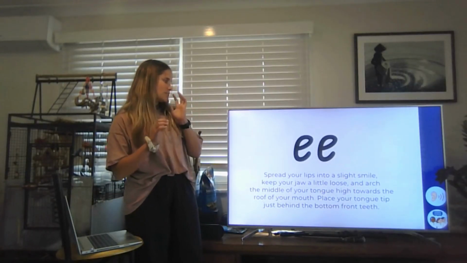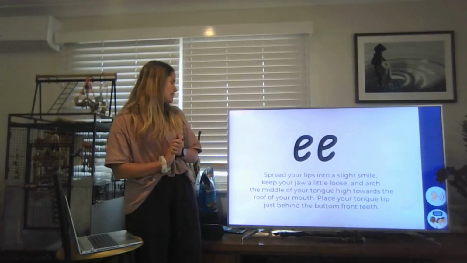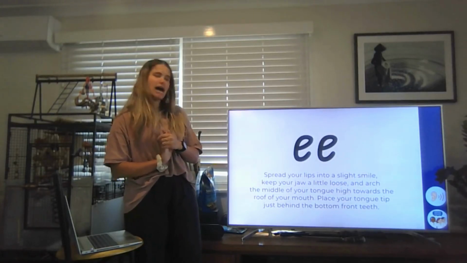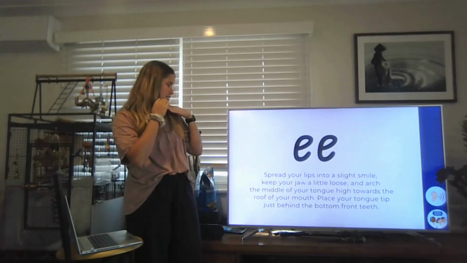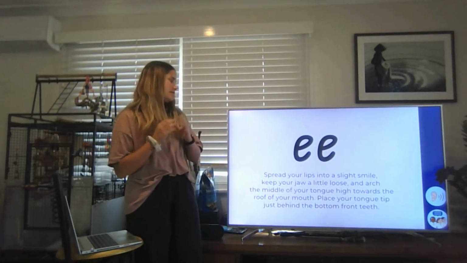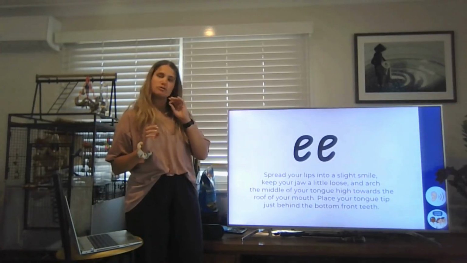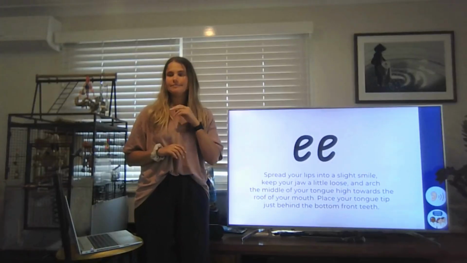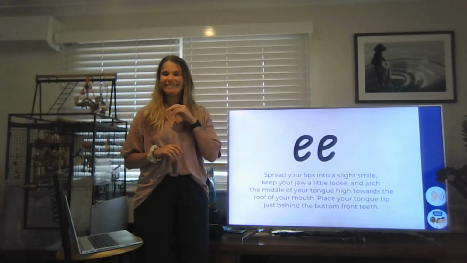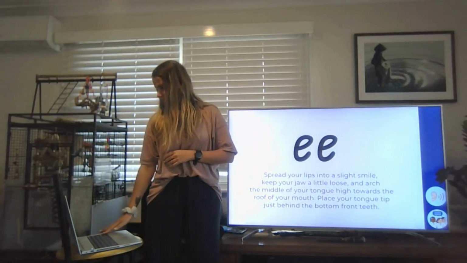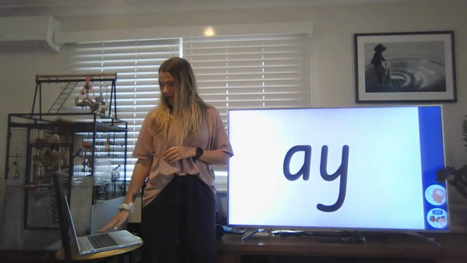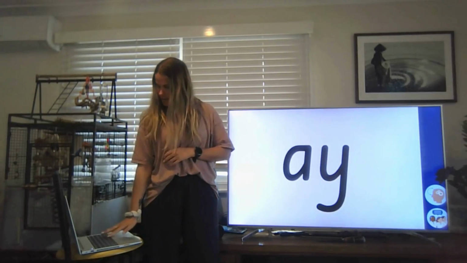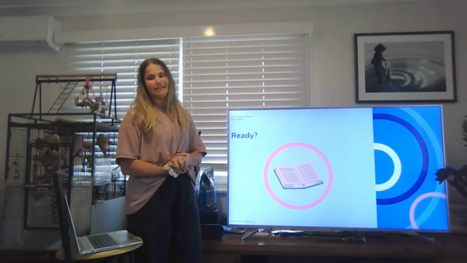You want to spread your lips into a slight smile. Keep your jaw a little loose and arch the middle of your tongue high towards the roof of your mouth. You want to place your tongue tip just behind those bottom front teeth and go E. E. Your turn? Yeah, well done.